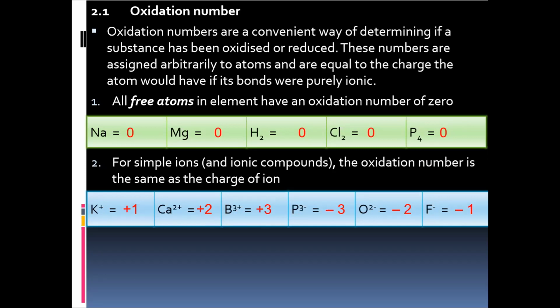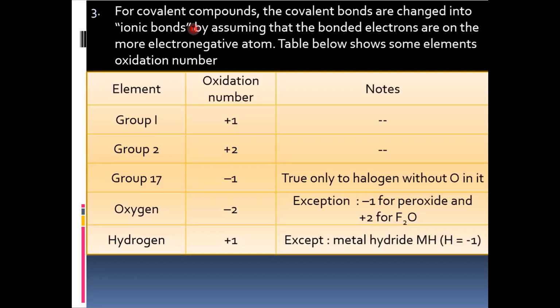Okay, for covalent compounds, the covalent bonds are changed into ionic bonds by assuming that the bonded electrons are on the more electronegative atom. Now let's see what we mean by that. What if the compound we are talking about is not an ionic compound like we had in the previous point, where I said we can just have a fluoride ion carrying a negative charge, which means the oxidation number will be -1. What if it's a covalent compound? How do we approach such a situation? Let's see.